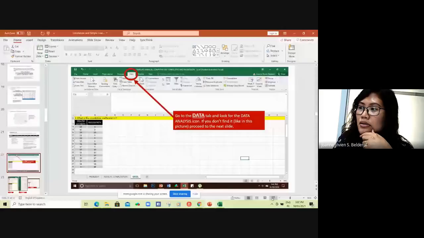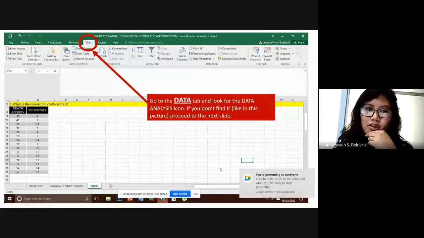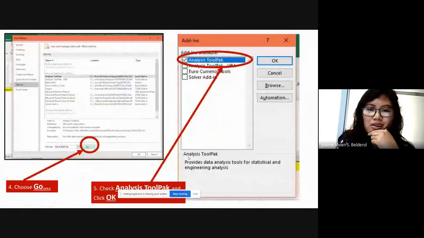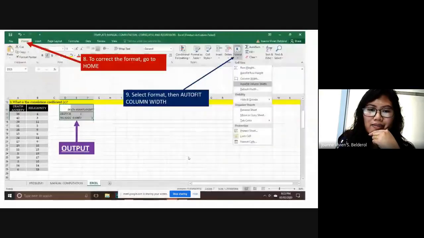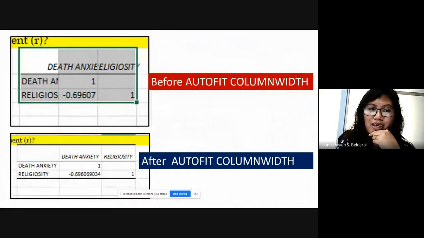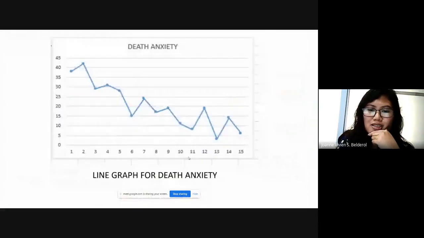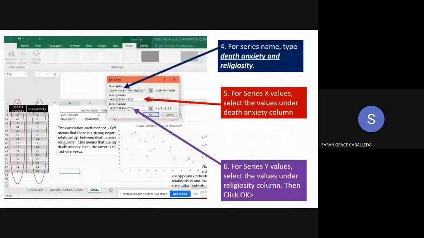Actually, it's not a PowerPoint. You can see here that I put step by step instructions on how you will do it. So, these are the instructions. Very easy.